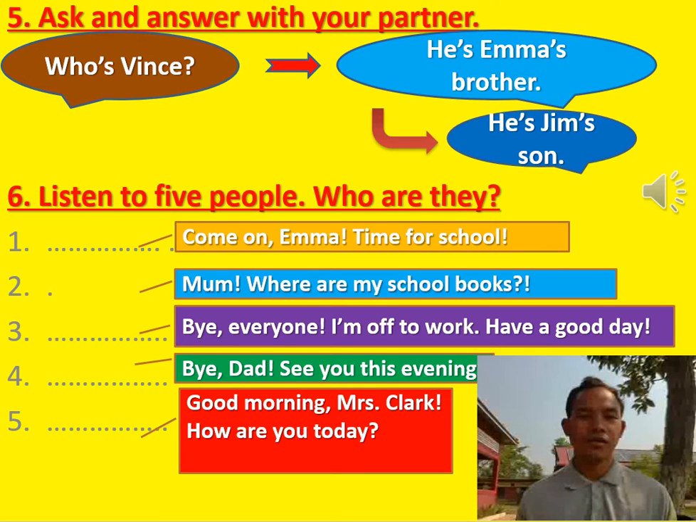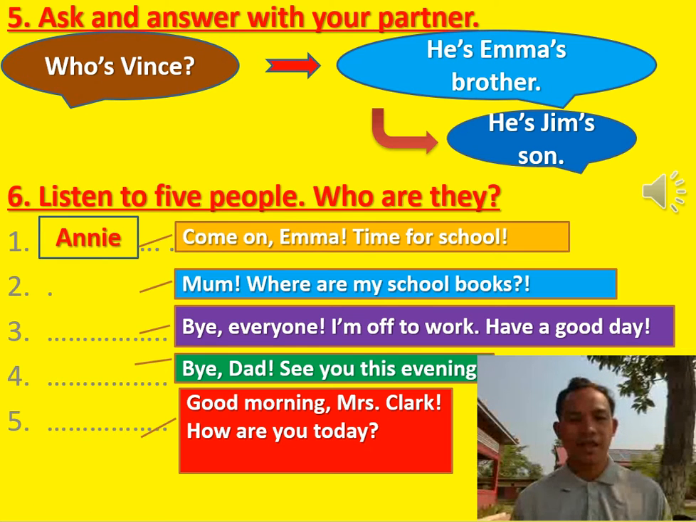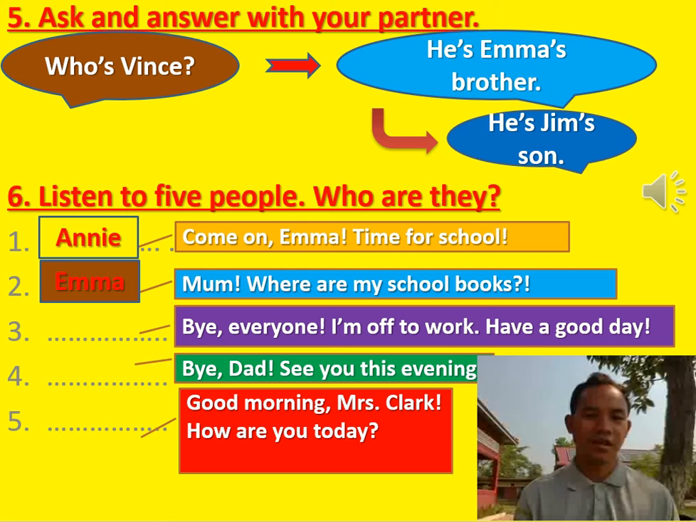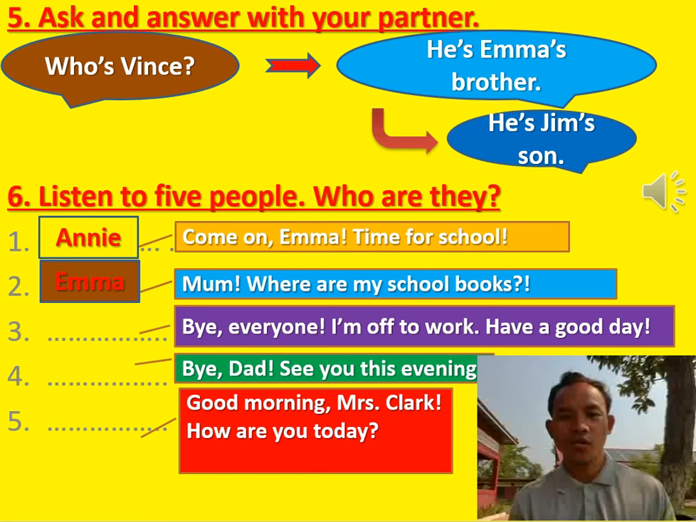Okay, so let me check. Who said these sentences? Number 1, come on, Emma. Time for school. Who do you think said this? That is Annie, right? Good. Annie said that. Come on, Emma. Time for school. And what about number 2? Who said this? Mom, where are my school books? Yes, it's Emma. Emma said that. Mom, where are my school books?